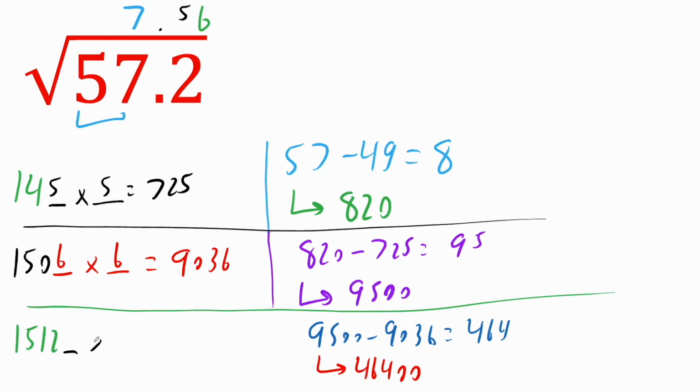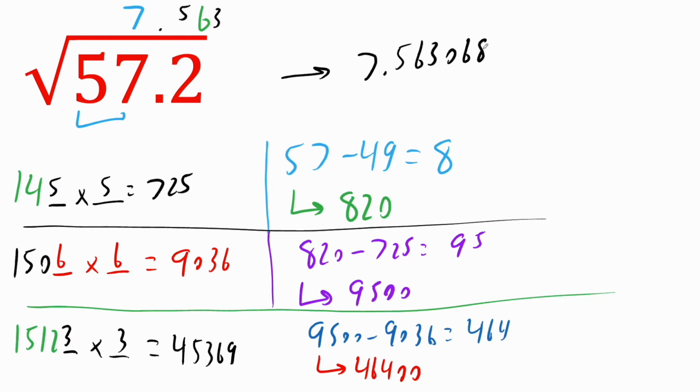And then we'll put our little placeholder number times a placeholder number. And so if I go ahead and put a 3 right here, a 3 right here, we're going to get 45369. Now again, if I put a 4, it's going to be too big. And so I'm going to put my 3 right here. At this point, I'm going to go ahead and stop. But if you use a calculator, you're going to get 7.56306816 and a bunch of more numbers. But we're very close, 7.563. If you want to continue this process, you can, and you'll get closer and closer to the actual answer.